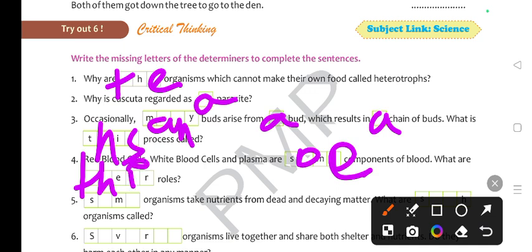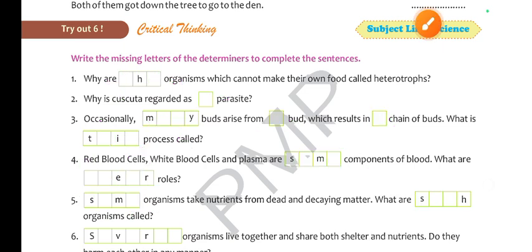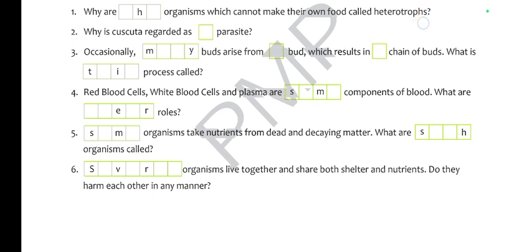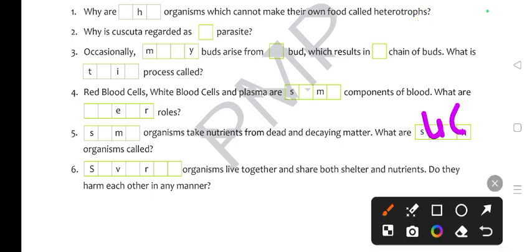Then some organisms take nutrients from dead bodies and decaying matter. What are such organisms called? Next is several. Several organisms live together and share both shelter and nutrients. Do they harm each other in any manner?